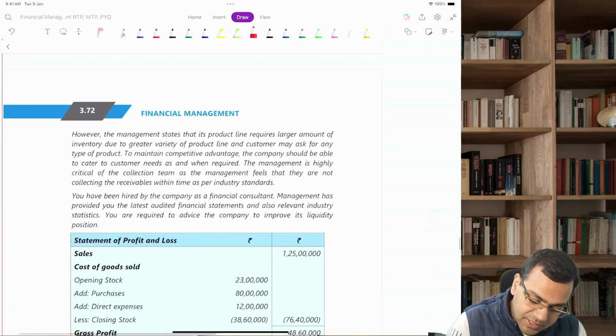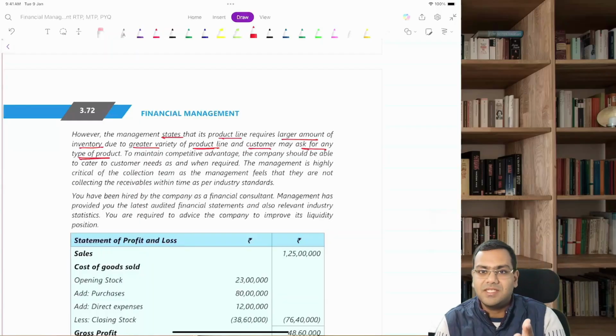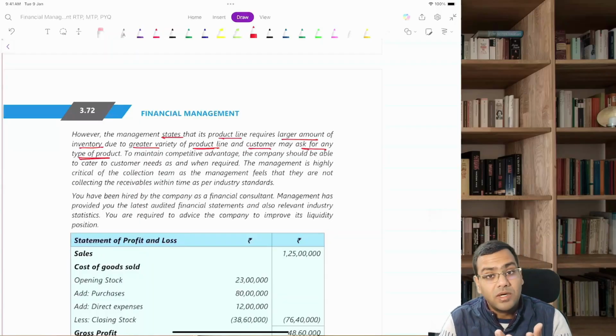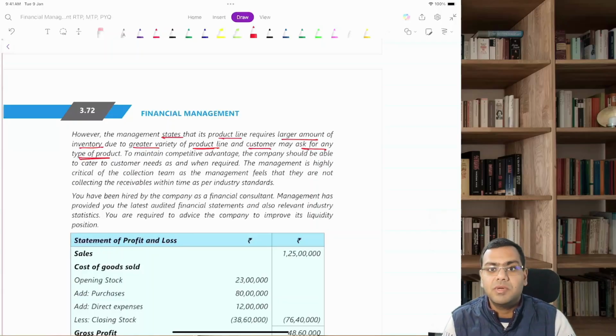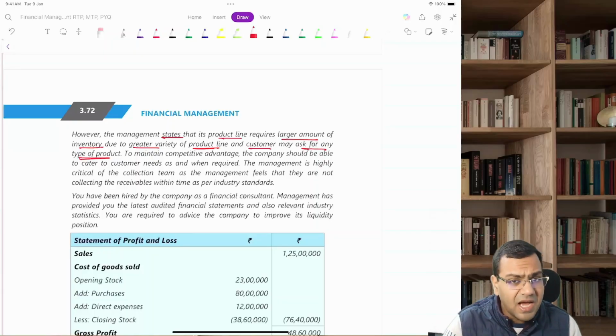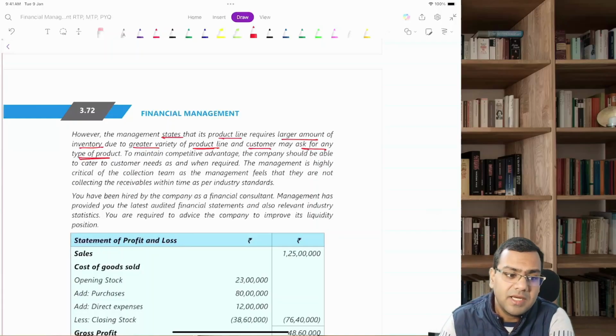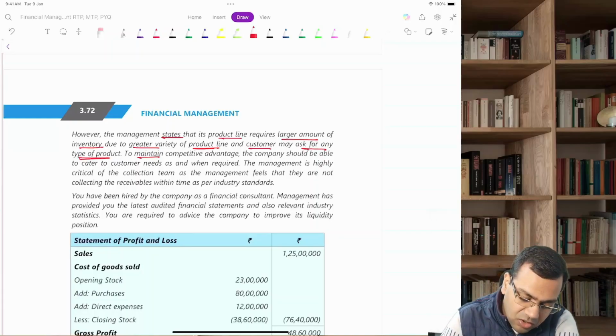However, the management states that its product line requires a larger amount of inventory due to the greater variety of product line, and the customer may ask for any type of product. Now the management says, sir, we have to keep the stock. What if the customer comes? We have a number of product lines. What if the customer comes and we do not have the stock of it? So we have to keep a stock. There is no option regarding that. To maintain the competitive advantage, the company should be able to cater to the customer needs as and when required.